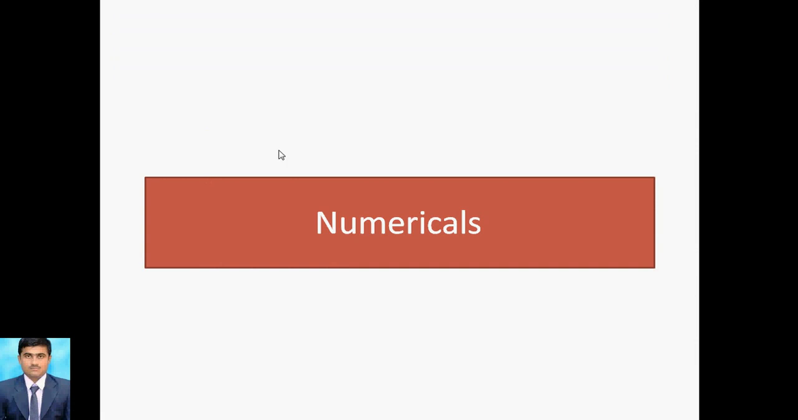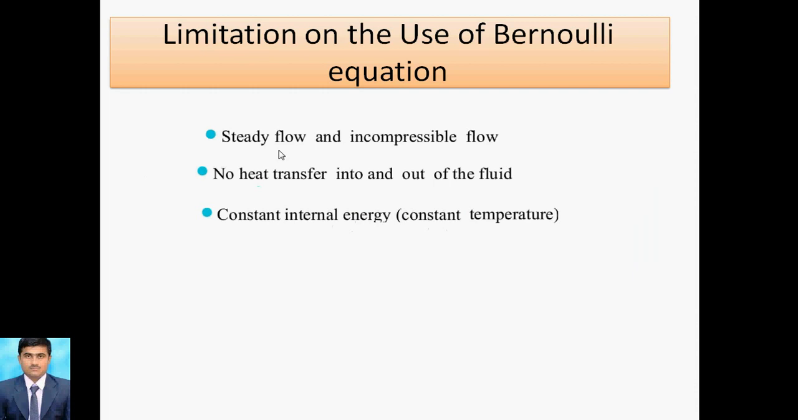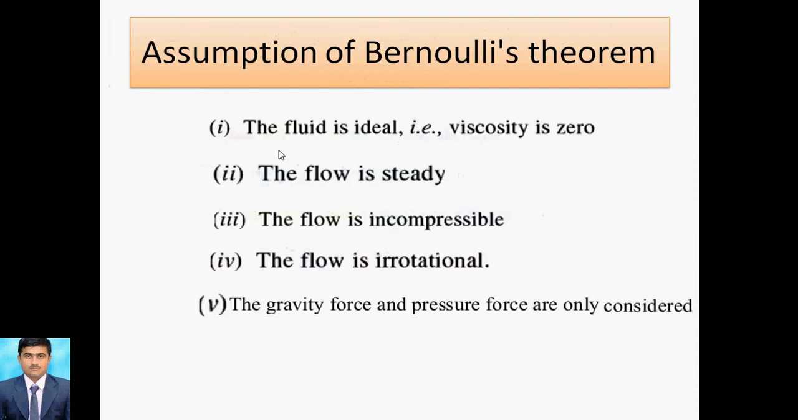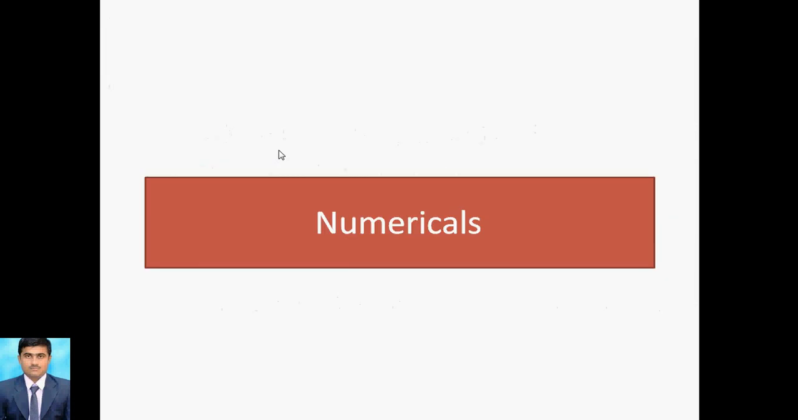Now we discuss the numericals. In the first session we discussed Euler's equation of motion. After that we take the integration of this, and then we get Bernoulli's final equation. After that we take the values of pressure energy, that is P by rho g, V square by 2g and Z. And after that we take the assumptions and limitations for Bernoulli's theorem.